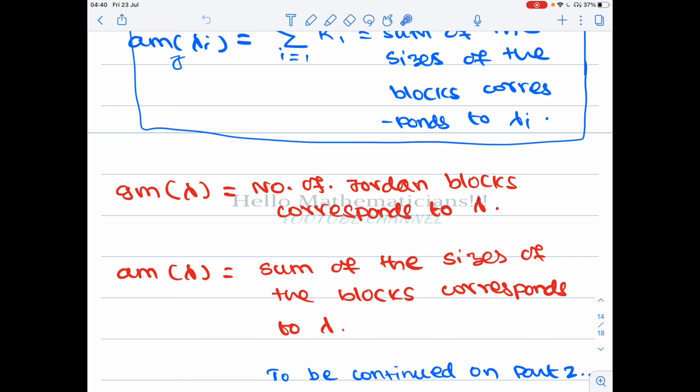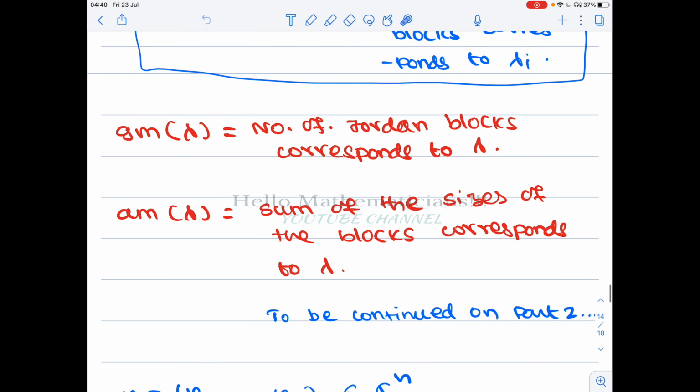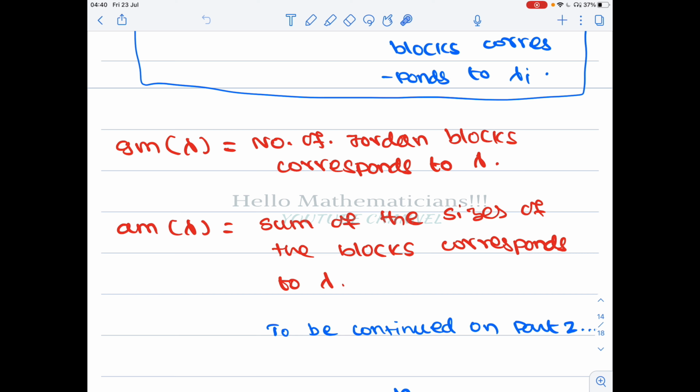Now, maybe we'll see some problems related to this concept.